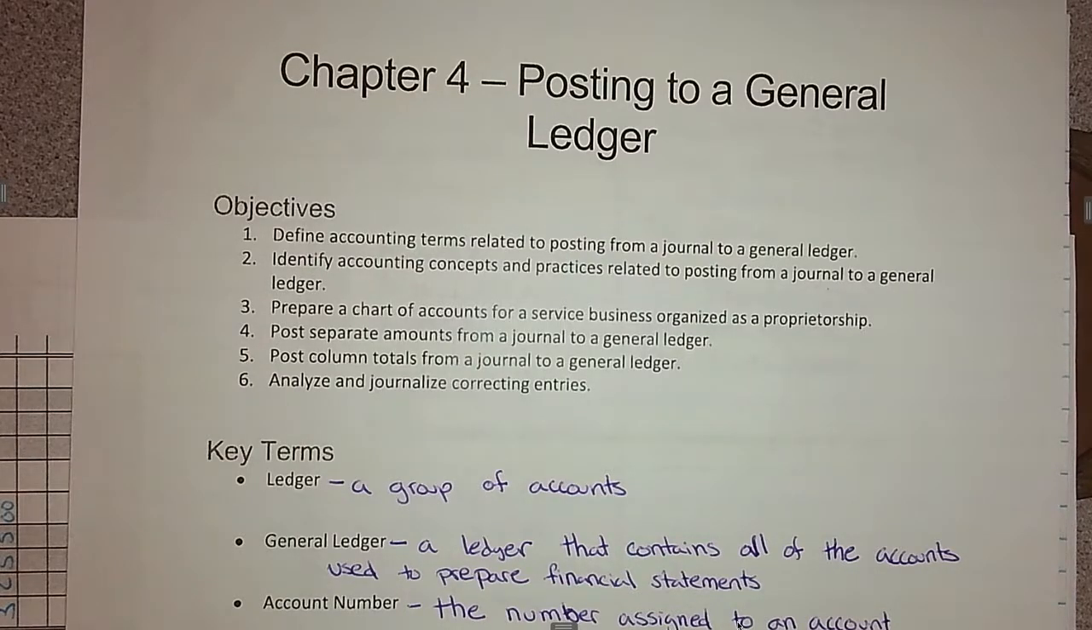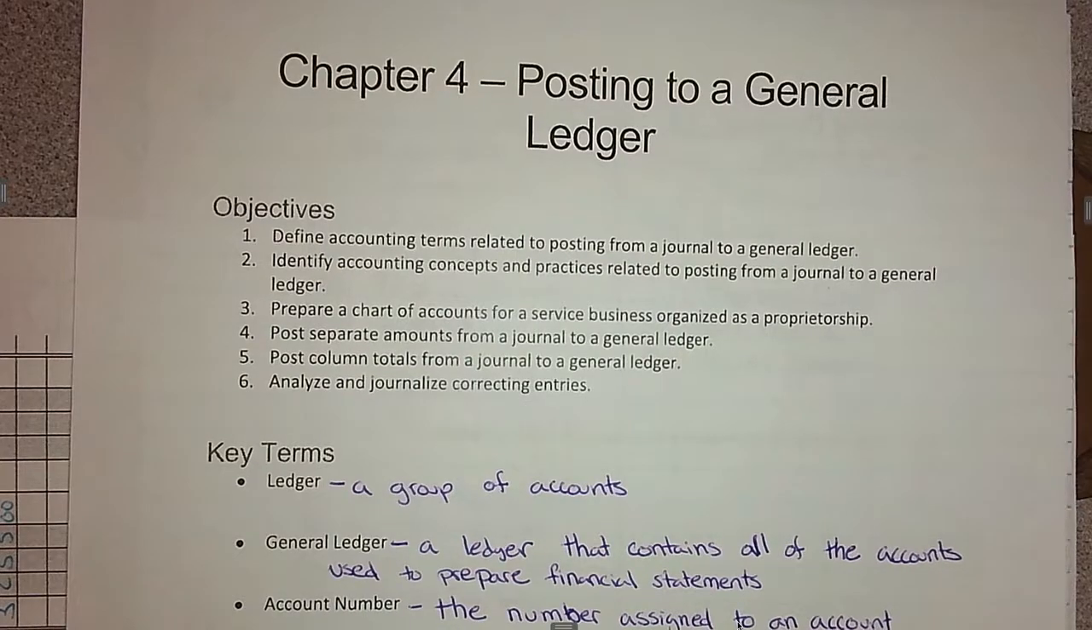Okay, the last section. If you look at the objectives for the chapter, we've defined some accounting terms, some of the new stuff about posting. We've done a little bit of the concepts and practices, but that's basically how to do it. You prepared a chart of accounts. You posted separate amounts from the journal to the general ledger. You posted column totals from the journal to the general ledger. So the only thing we have left is to analyze and journalize correcting entries. What happens when you've made a mistake?